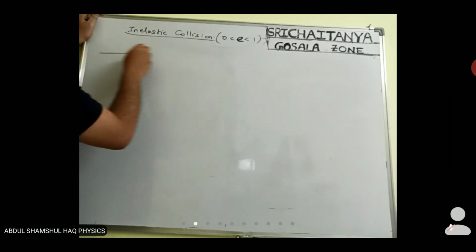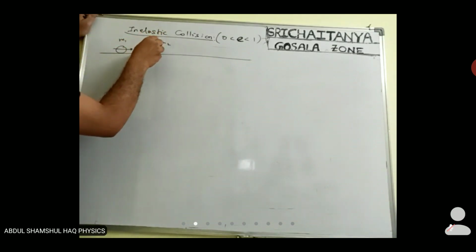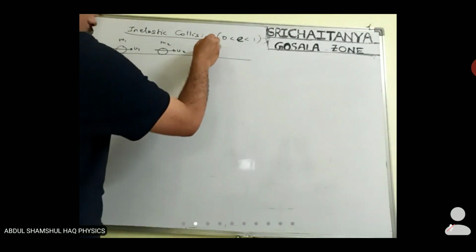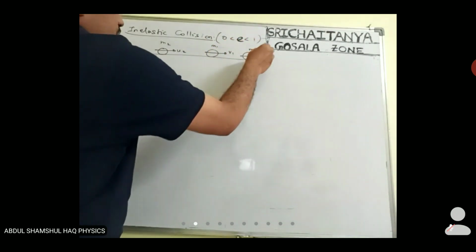This is the body of mass m1 moving with the speed u1, and another body of mass m2 moving with the speed u2. And after collision, this one moves with the speed v1 and this one moves with the speed v2.